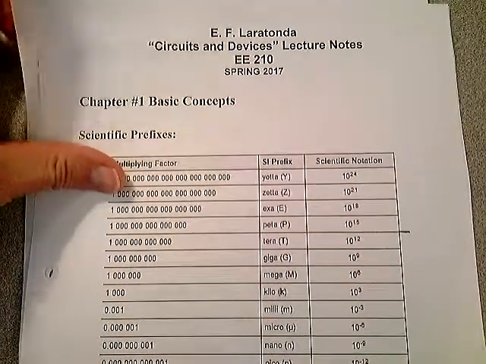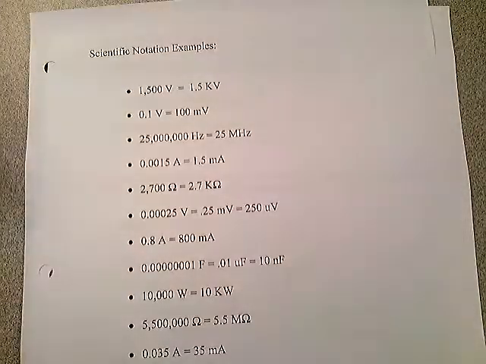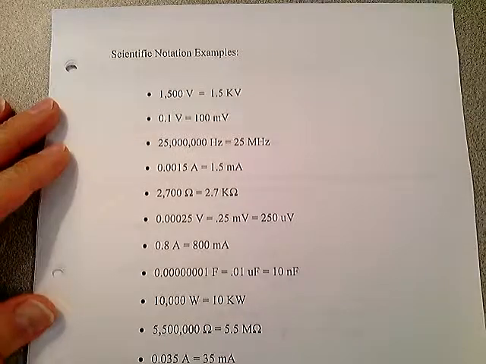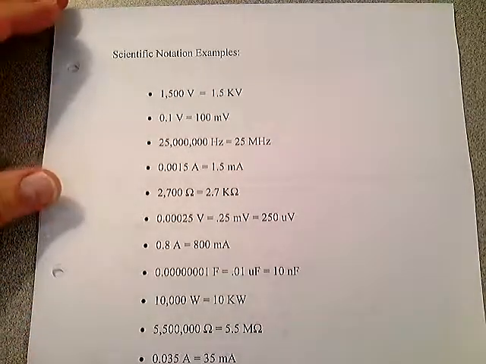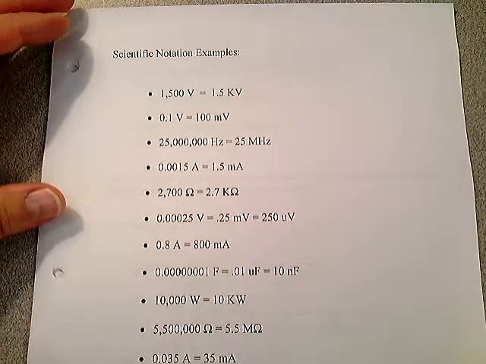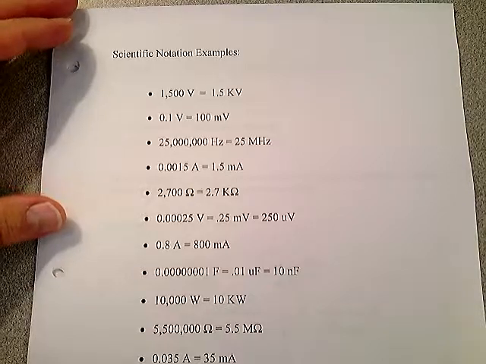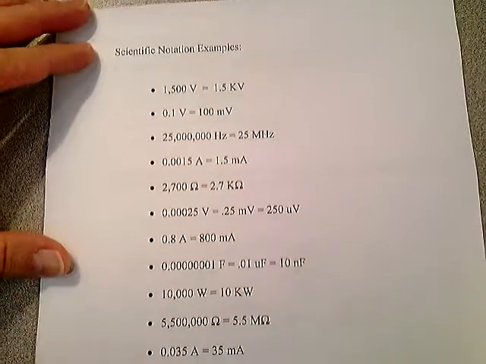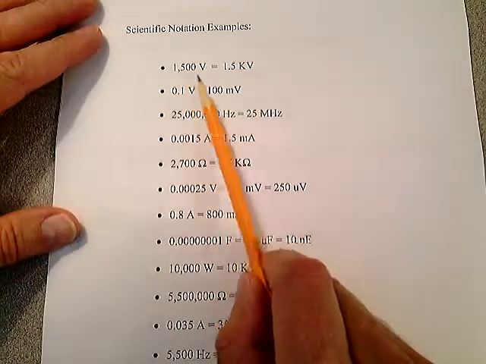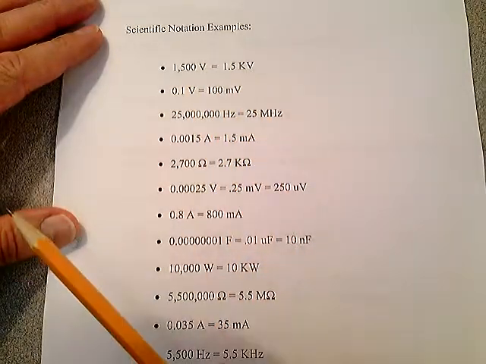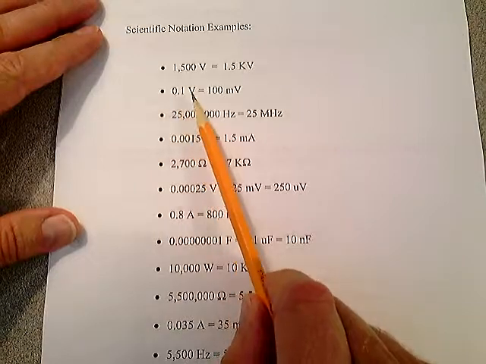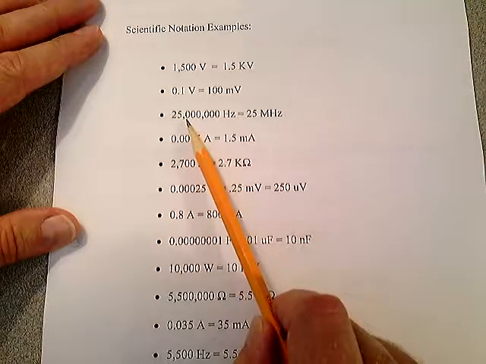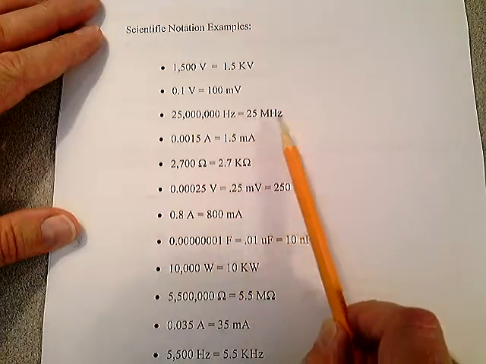To give you some examples here on page number 3, scientific notation examples. From this course forward, you have to start using the scientific prefixes. It's just the professional way of doing things. And here are the examples that I want you to use. 1500 volts is 1.5 kilovolt. 0.1 volts, that's 100 millivolts. 25 million hertz is 25 megahertz.